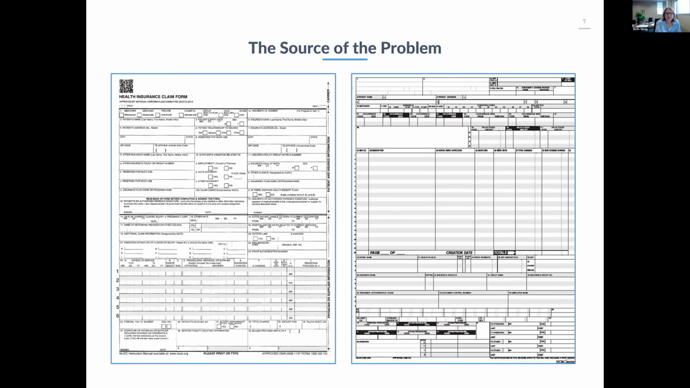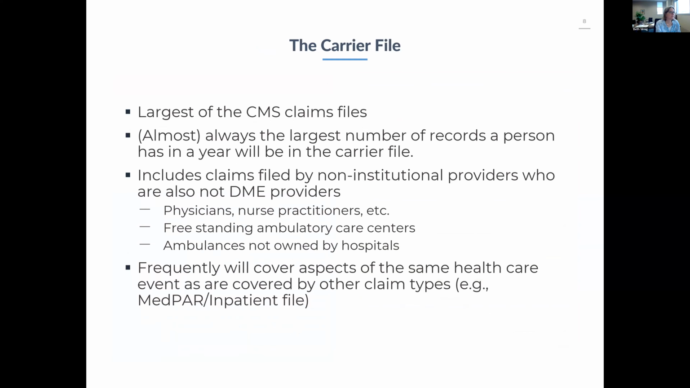As you may have caught yesterday with Nathan, the source of the problem is that we have two different billing forms. I always use the old names, so I apologize. On the left, we have the HCFA 1500, and on the right, we have the UB92, both of which have been renamed since the 90s, though the forms are largely unchanged. We have two different billing forms, both of which can be used to reimburse for Part B services.